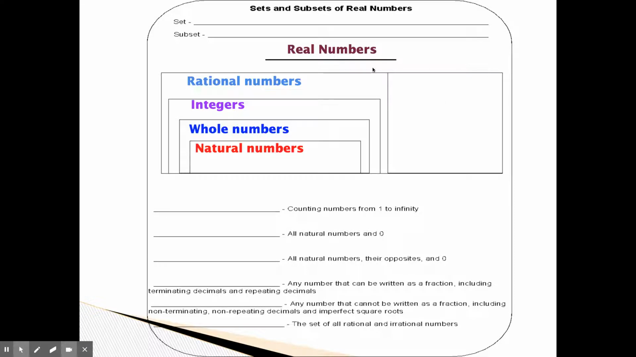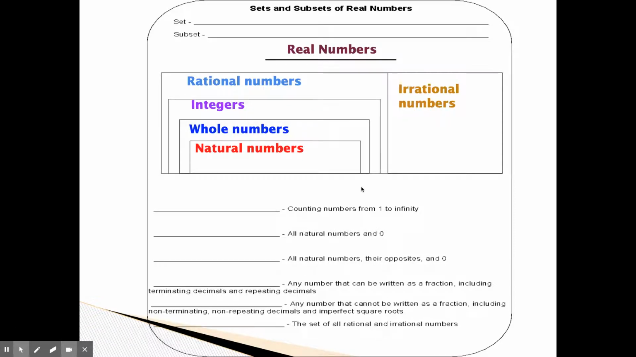So if you look, we've got this blank square or rectangle over here to the right. That is our irrational numbers. These are separate from rational, okay? So no irrational number can be rational. It is separate. So let's go over our definitions.